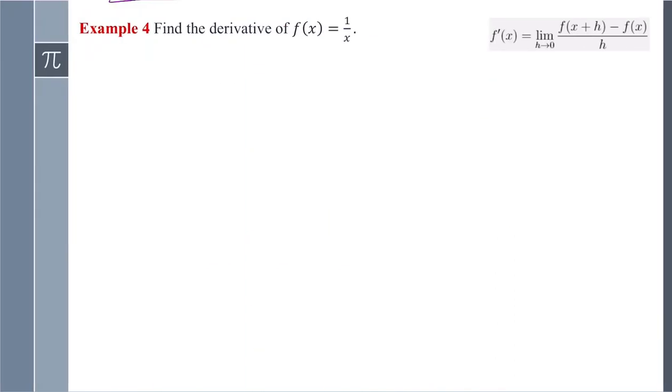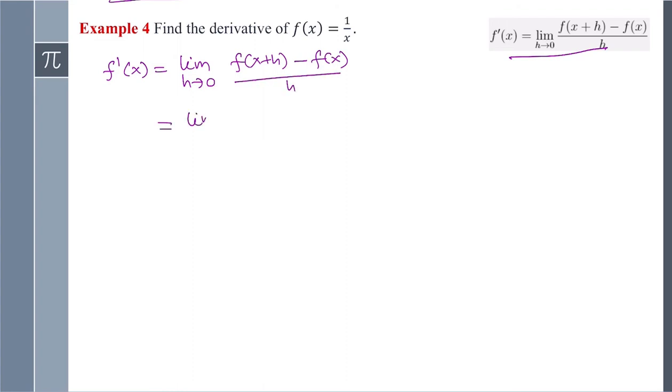Now let's look at another example here. It says find the derivative of f of x equals 1 over x. And again, we are going to do the exact same thing. We'll use the definition, which is right here. So the derivative, f prime of x, equals limit as h approaches 0 of f of x plus h minus f of x, divided by h.